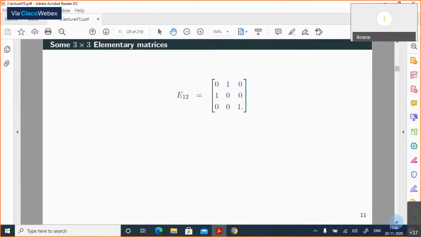So that is E12. So E32(C) is: you multiply the second row by C and add it to the third, so that is what you get. So similarly, E_lambda, that is lambda in position 1. The first row is multiplied by lambda.